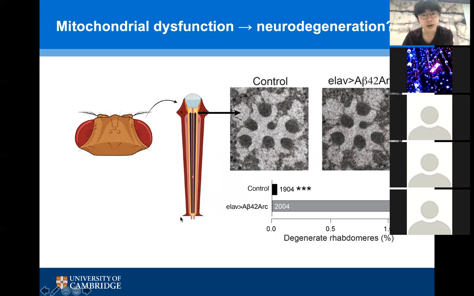In fact, there are rhabdomeres, which are specialized neurons in the photoreceptor. So they are essentially eye neurons, in simple words, of the flies. And we see that in healthy controls, usually we see 7 neurons, 7 rhabdomeres, but in flies overexpressing toxic amyloid beta, we see fewer. So, for example, in this case, we see 6 instead of 7. And after some quantification, obviously there are more degenerate rhabdomeres in flies overexpressing toxic amyloid beta.